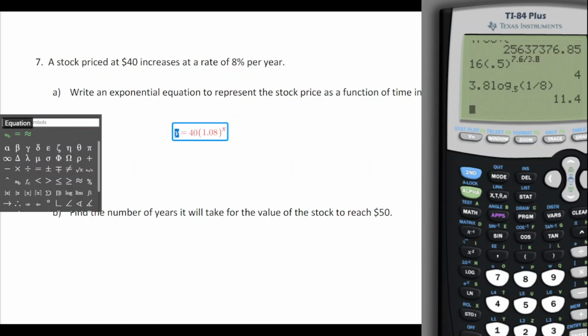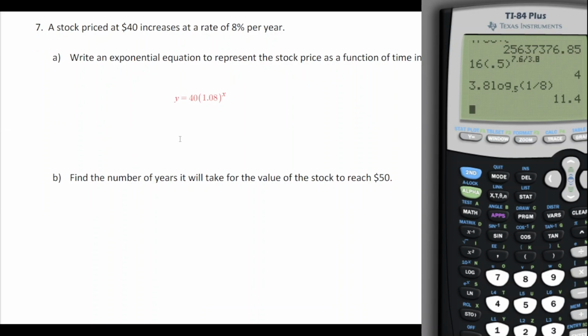And then find the number of years it will take for it to reach $50. So basically, we're going to solve for x here, where y, or final amount, is $50. So I'm going to divide both sides by 40. 50 divided by 40 is the same as 5 over 4, and 5 divided by 4 is 1.25. Equals 1.08 to the power of x. Now I can use the inverse property again to solve for x here.